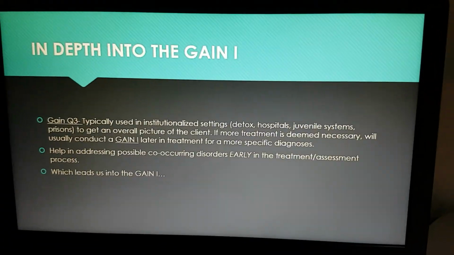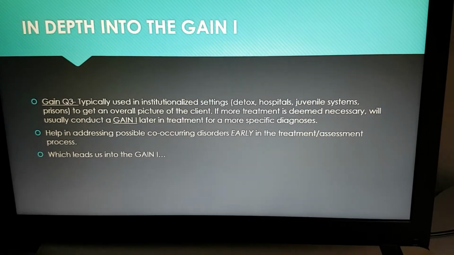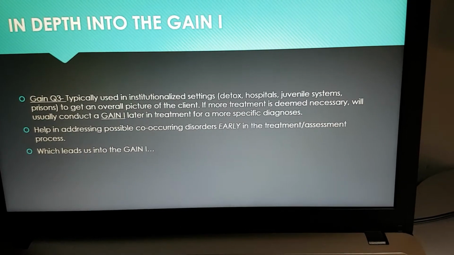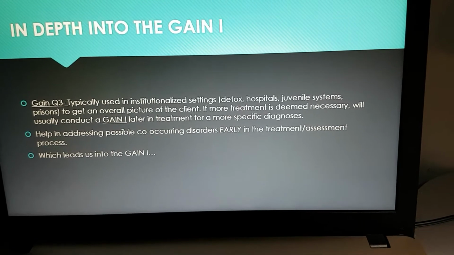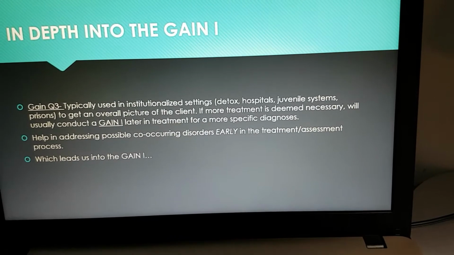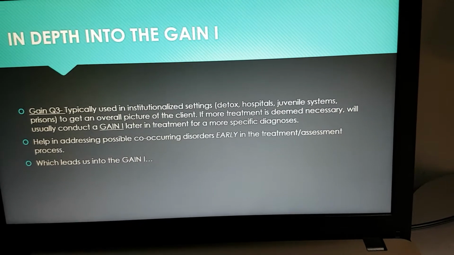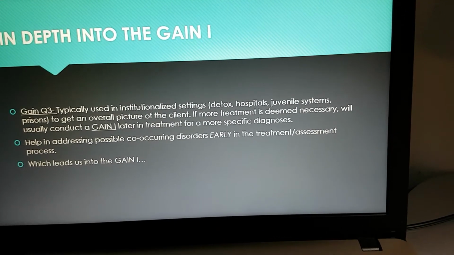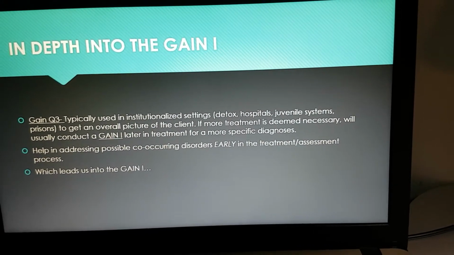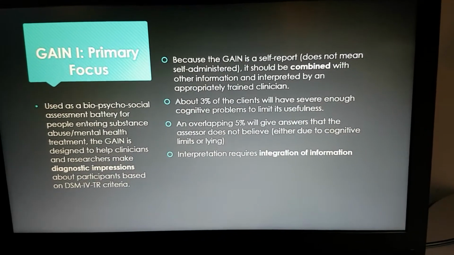So the next slide, we're going to go a little more in depth to the GAIN I. And again, this is the process. So the GAIN Q3, which would be the first one administered, is typically used in institutionalized settings such as detox, hospitals, juvenile systems, or prisons, etc., to get an overall picture of the client. If more treatment is deemed necessary, we'll usually conduct a GAIN I later in treatment for a more specific diagnosis. This is meant to help address possible co-occurring disorders early in the treatment and assessment process, which is very important, and that's going to lead us into the GAIN I.